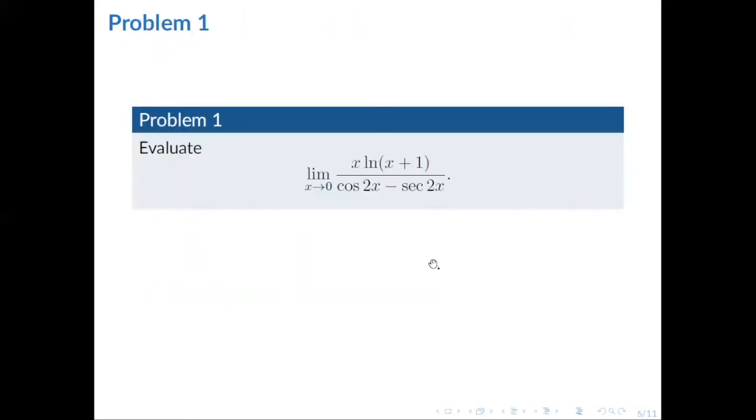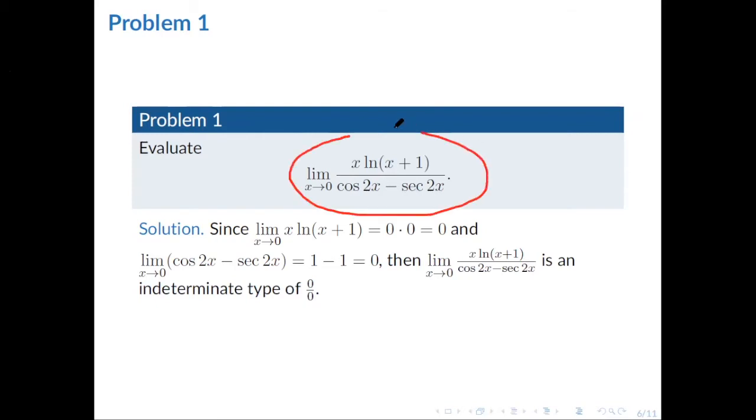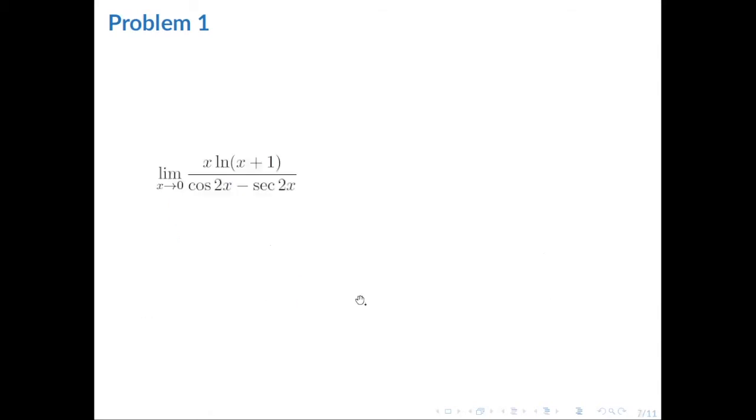So nag-prepare kami ng sample problem para sa inyo. So we're going to evaluate this one. So una, identify muna natin kung anong indeterminate form, no? So since yung limit nung nasa taas as x approaches 0 is 0, tapos yung nasa baba din ay 0, then itong expression na to is an indeterminate form of type 0 over 0. So apply natin yung L'Hopital's rule.